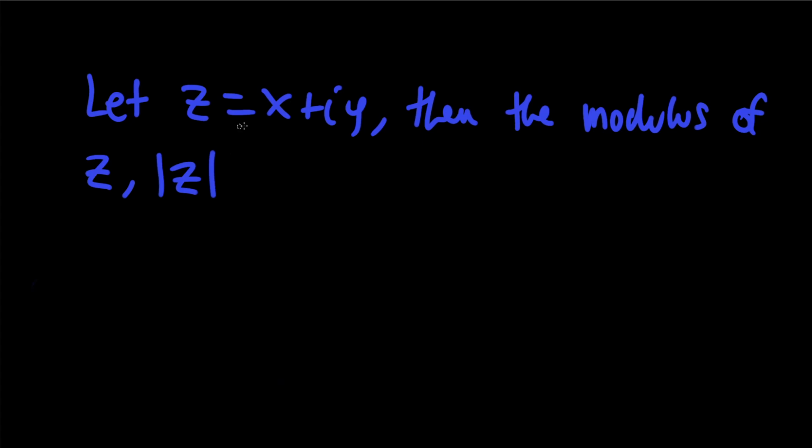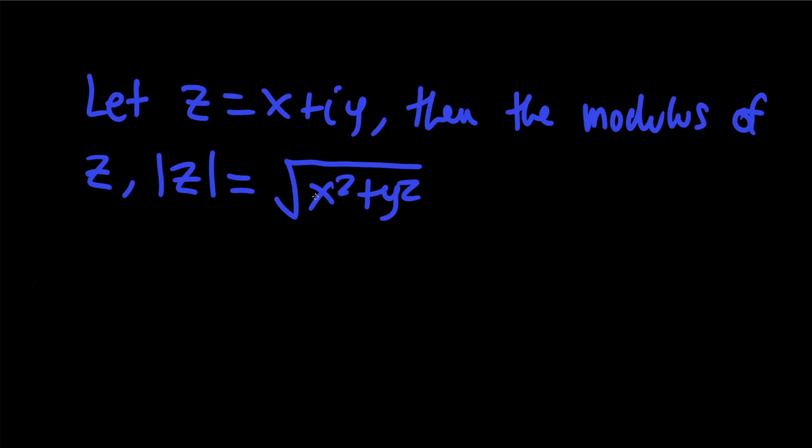So if z is equal to x plus iy, then the modulus of z, or the absolute value of z, is equal to the square root of x squared plus y squared. And recall that x and y are the real and imaginary parts of z. So something I want you to notice here is that this is essentially just the Pythagorean theorem, right?